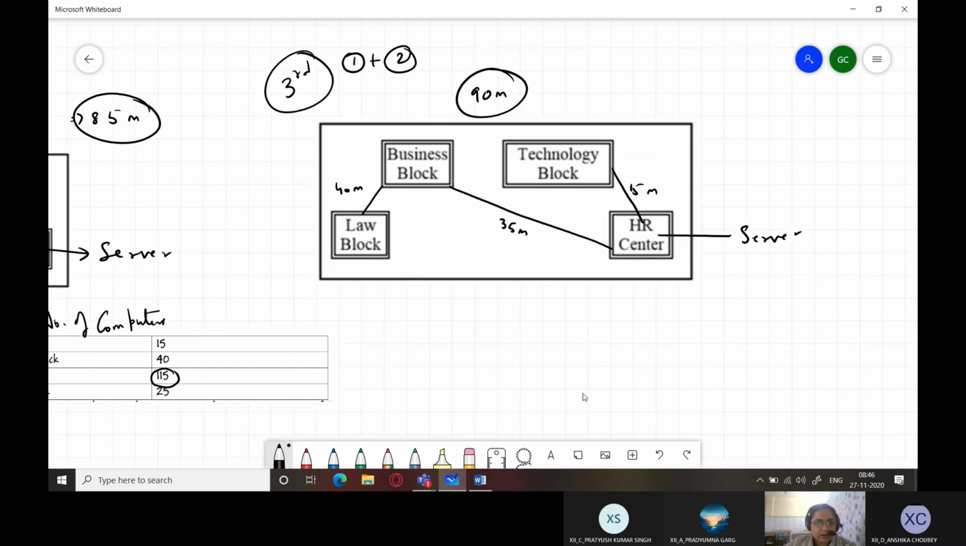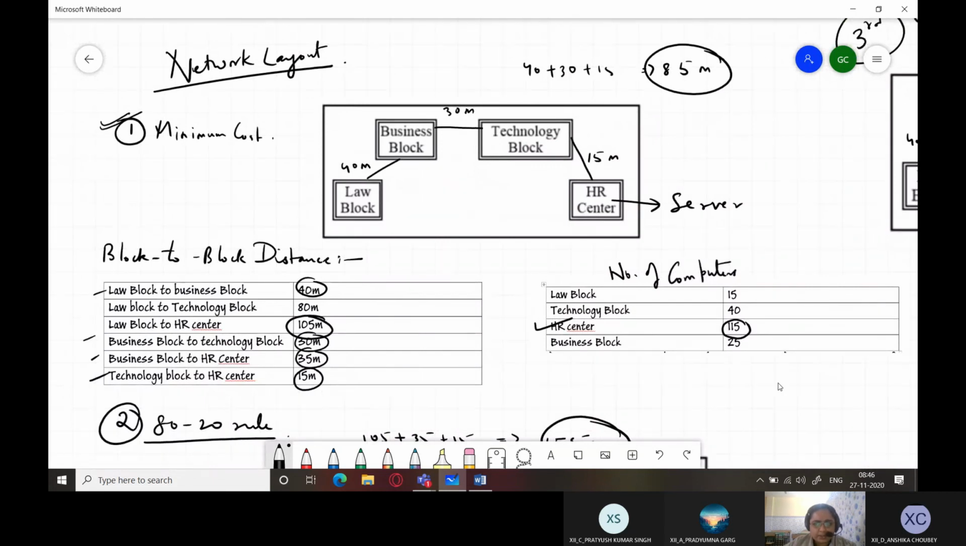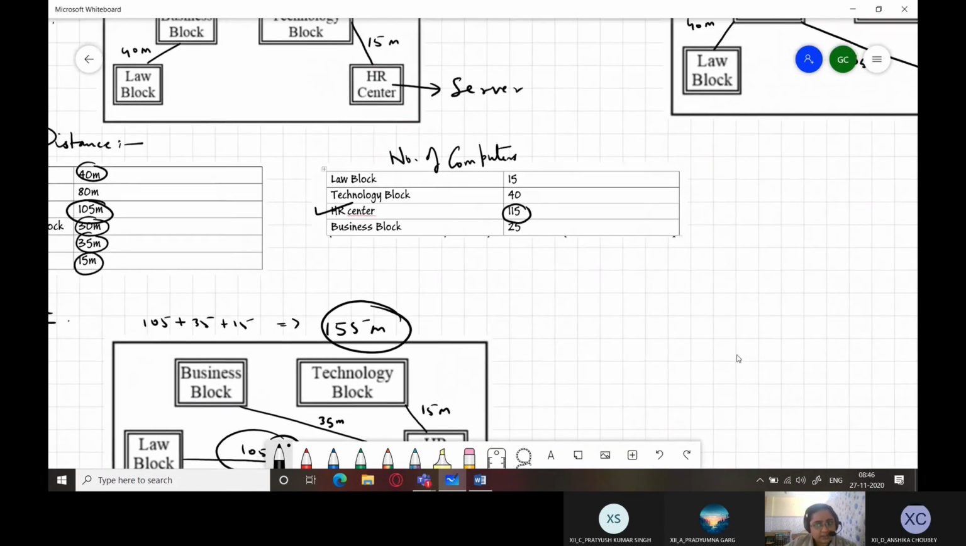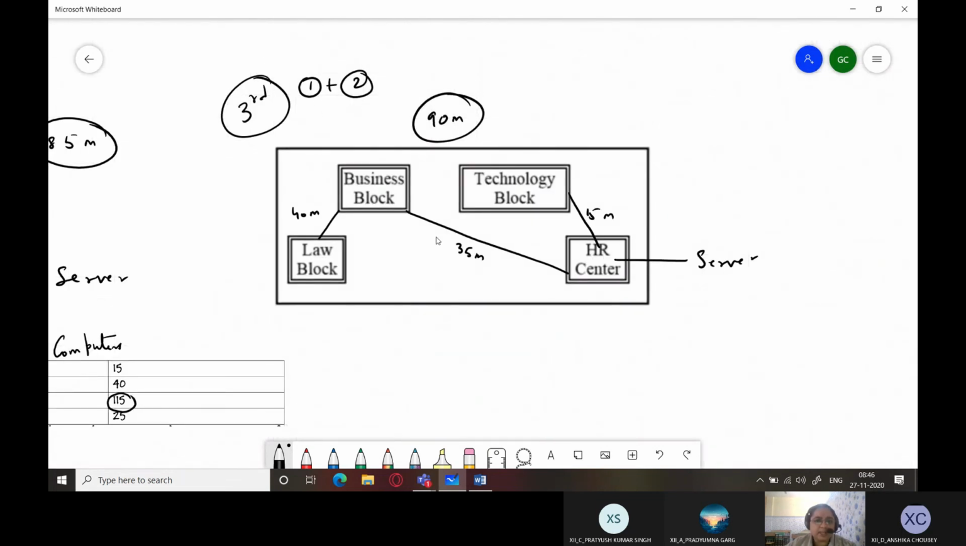So this is how you are going to provide your answers. Option 1, minimum cabling cost. Option 2, 80-20 rule is being followed strictly. And option 3, combination of 80-20 rule and minimum cabling cost. Because this 90 meter is just 5 meters more than the minimum cabling cost option. And you don't need repeaters because it is below 100 meters. So at least 2 blocks are directly connected to HR center, only 1 block is indirectly connected. So this is the third network layout. So this way you are going to provide your answers, right?